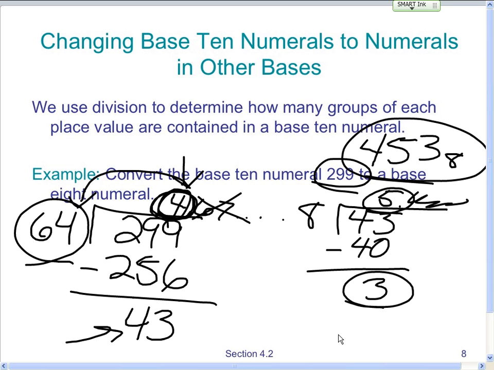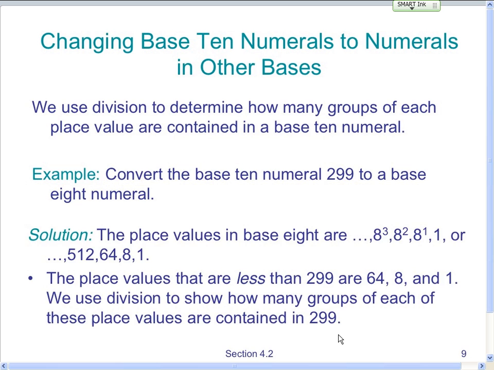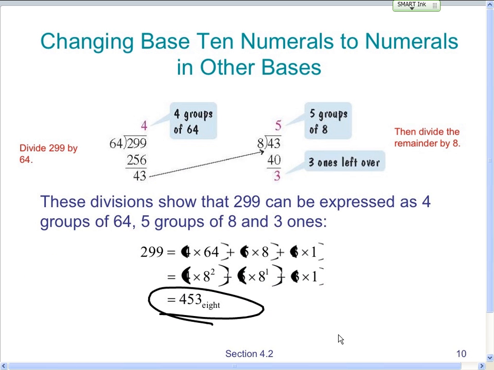I don't care which method you use to get the right answer, as long as you get the right answer. Notice we got the same answer both ways. So you can either subtract off the flats, subtract off the flat, subtract off the flat until you can't do any more flats, subtract off the sticks, subtract off the sticks, subtract off the sticks, or you can divide and you'll get to the same place. A little bit faster with the divide. All right. So anyway, answer 453 base 8.